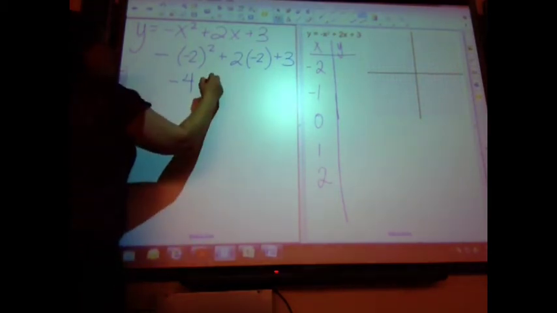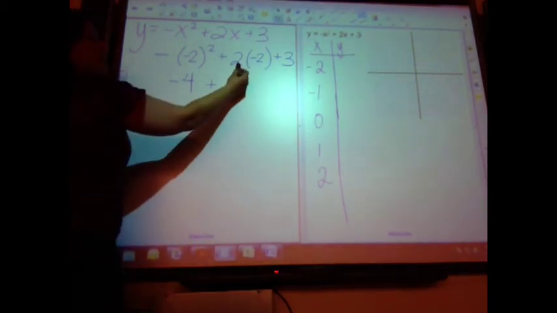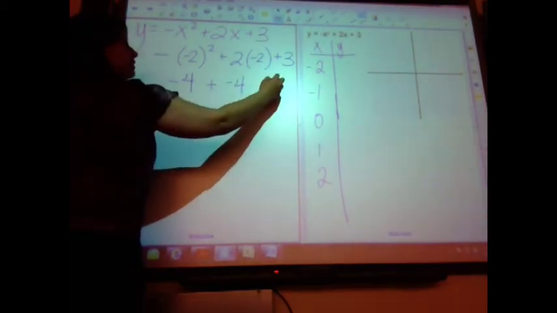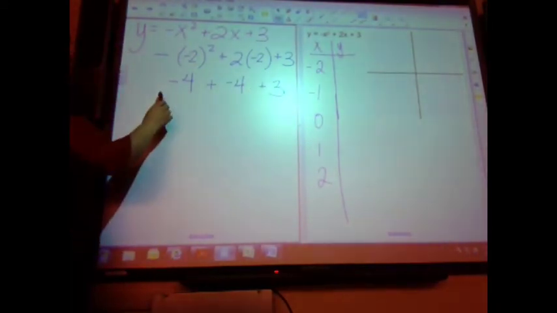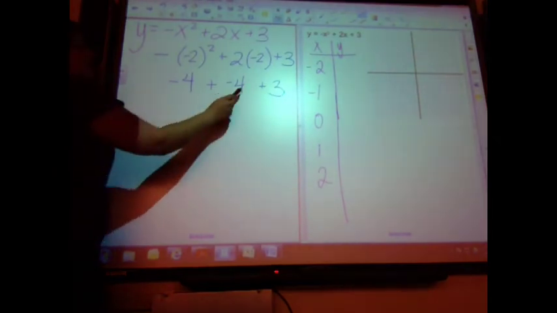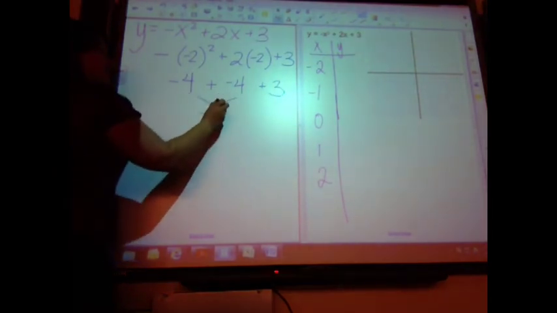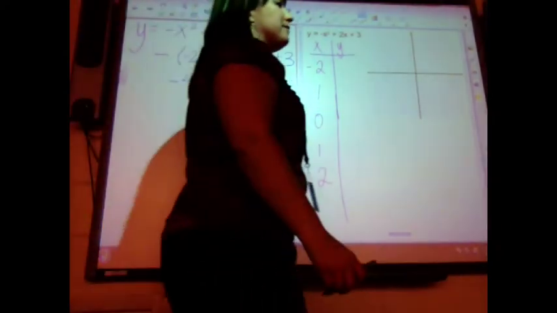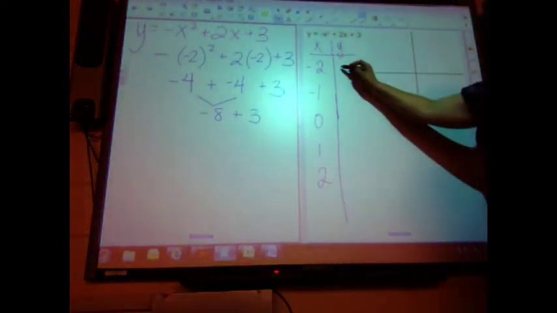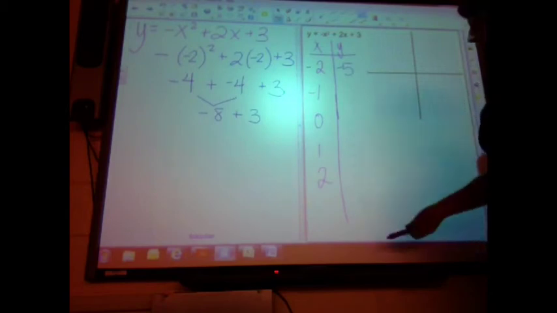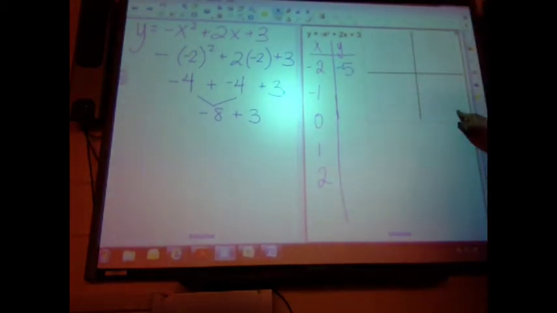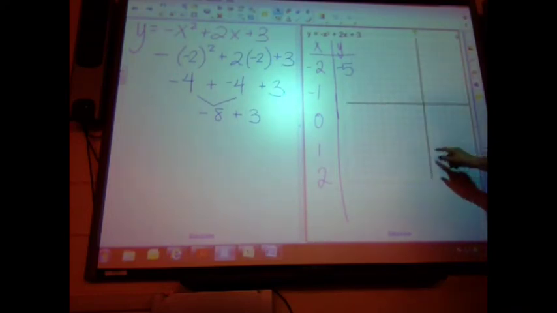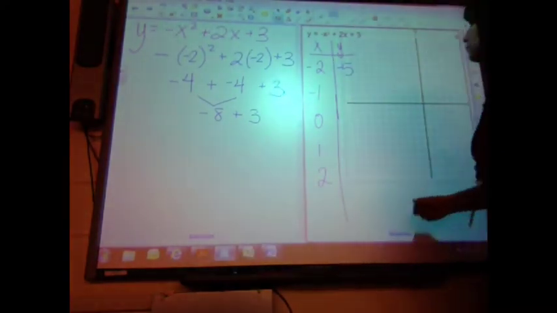Then I have plus 2 times negative 2 is negative 4. And then I'm just going to bring down this plus 3. So I add from left to right. Negative 4 plus negative 4 is negative 8. Negative 8 plus 3 is negative 5. Bigger for us. So I'm going to go 2 to the left and down 5.